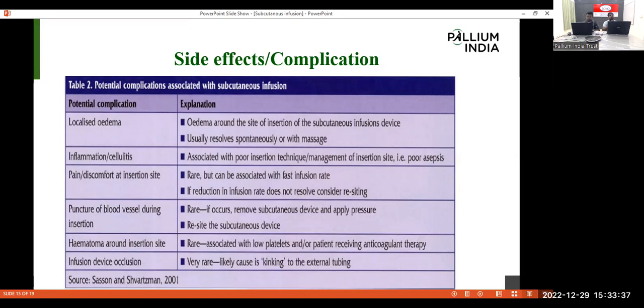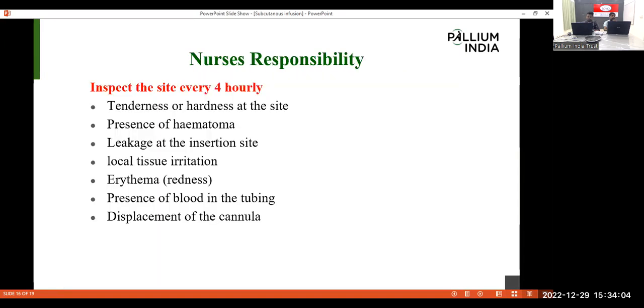Then infusion device occlusion, which is also very rare. If there is any kinking in the connected tubing, in the tubing connection or the external tubing, we need to reset that. Then we can resolve the problem. These are all the main complications or side effects we can face while giving subcutaneous injections and infusions. Then, as a nurse, what are all the nurse's responsibilities?